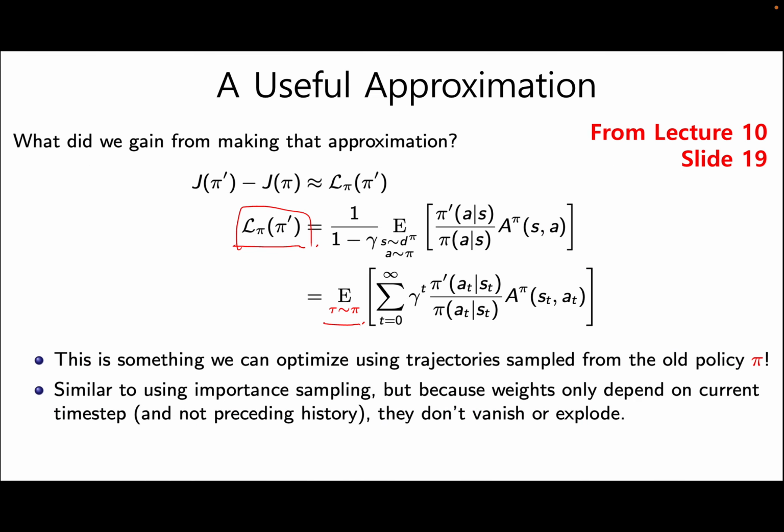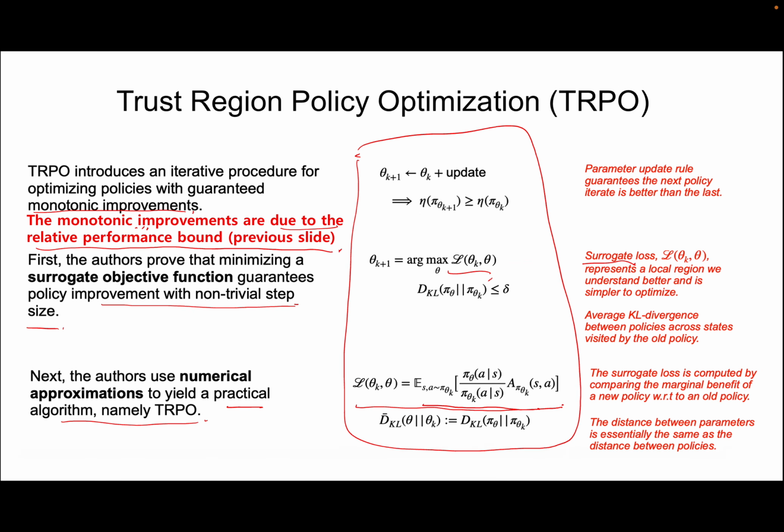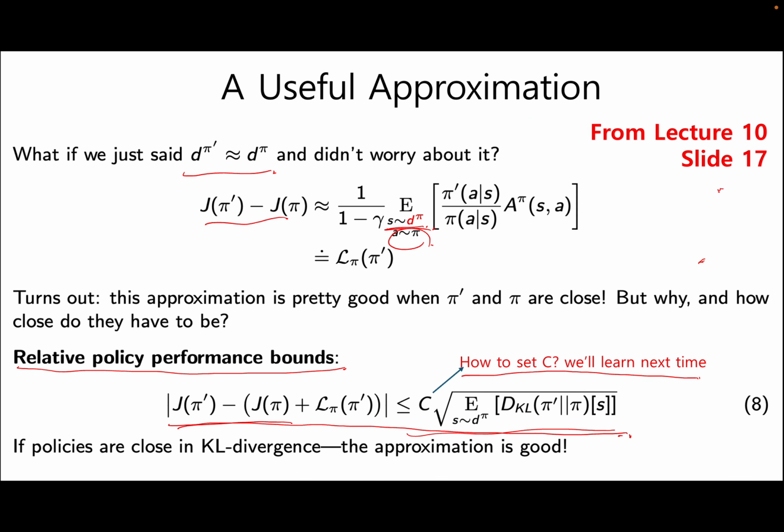Anyway, we already introduced this one. This surrogate loss function, right? In the previous slide. And that becomes the surrogate loss function in this slide, right? And the assumption of this surrogate objective function, or anything that we are saying now, is that the two policy functions are similar, and mathematically they need to satisfy this one. That is the relative performance bound, right?